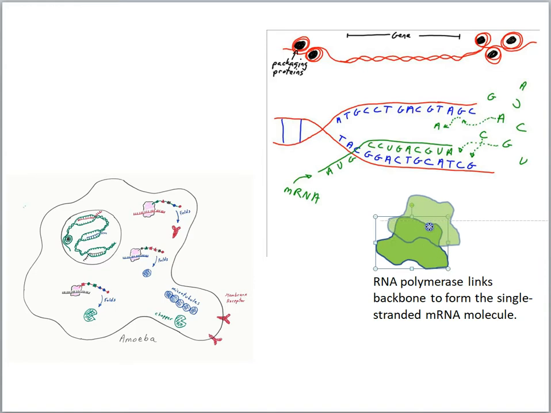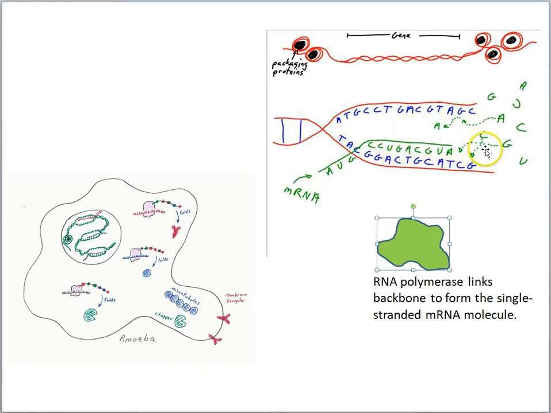Now, another protein, not DNA polymerase, but RNA polymerase, is going to be responsible for chugging down the strand of DNA, building messenger RNA by linking the RNA letters together into a single-stranded, stable RNA molecule. So RNA polymerase is doing a similar kind of job as DNA polymerase. It's just RNA polymerase is making messenger RNA, whereas DNA polymerase is duplicating DNA.